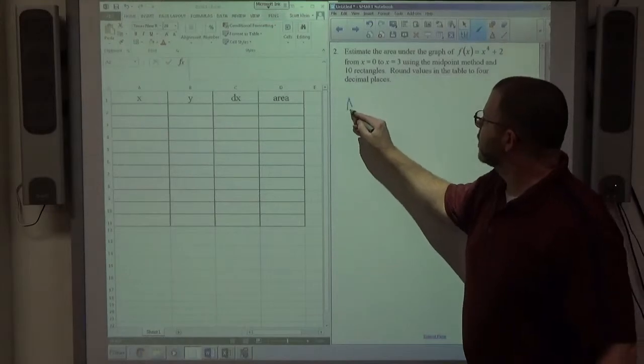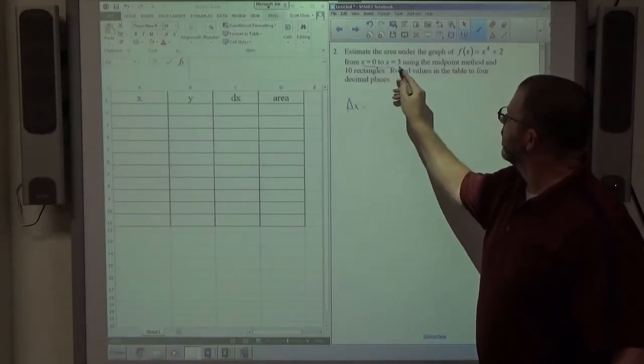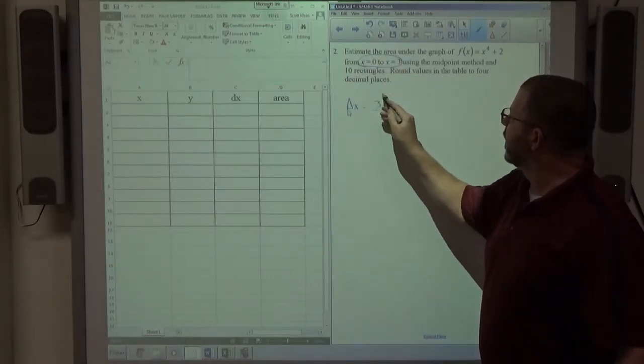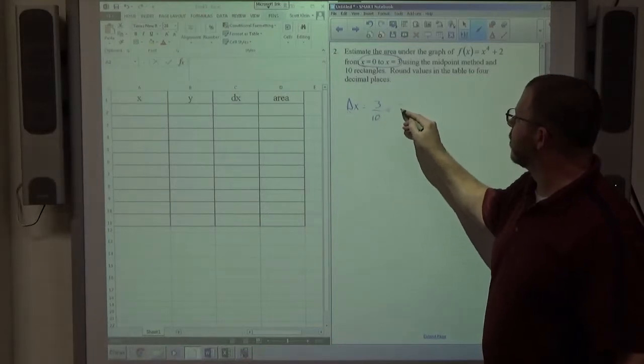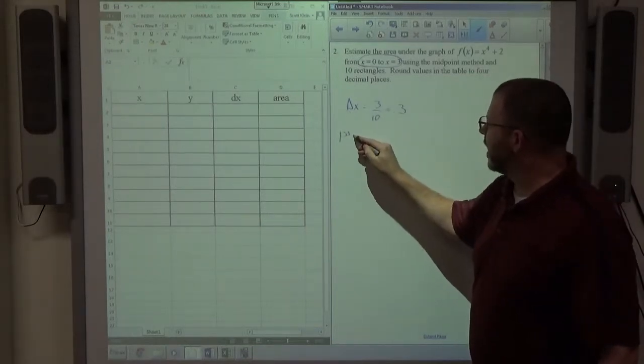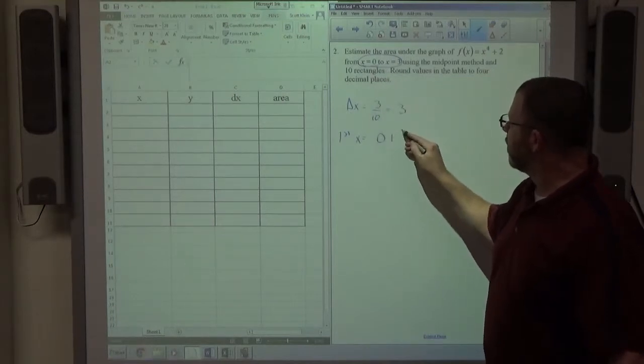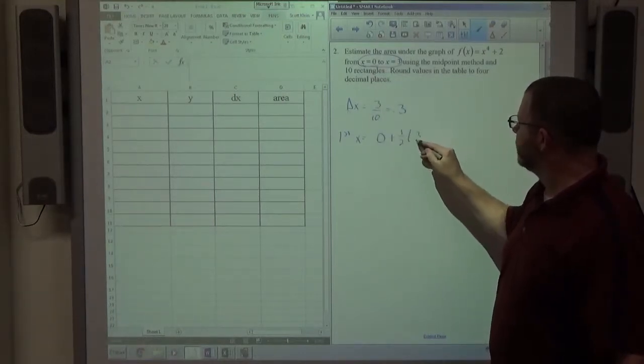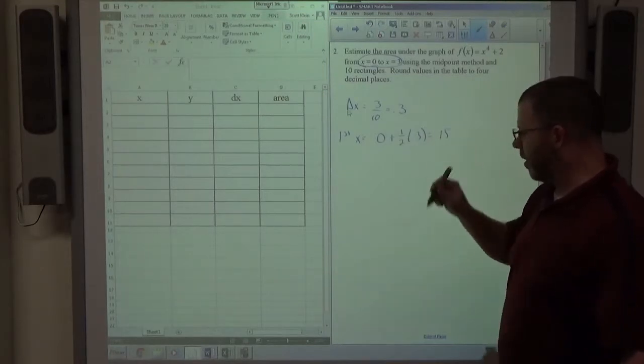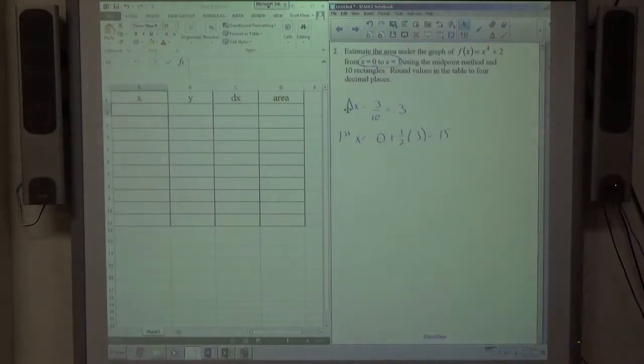For x, first of all, delta x. The interval length from 0 to 3 is 3 spaces, and we're taking 10 rectangles, so 3 divided by 10 is 0.3. Our first x is going to equal the starting number plus 1/2 of that delta x. So 0.15 is the first x I'm going to use. So I want to go here and put 0.15 as my first x.